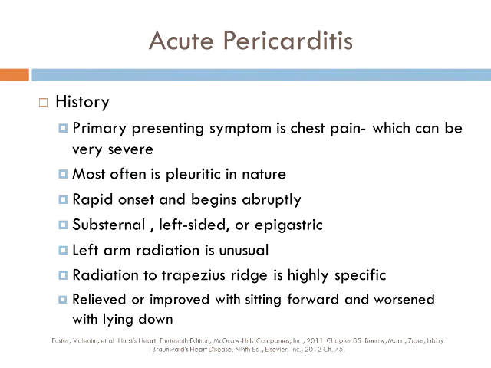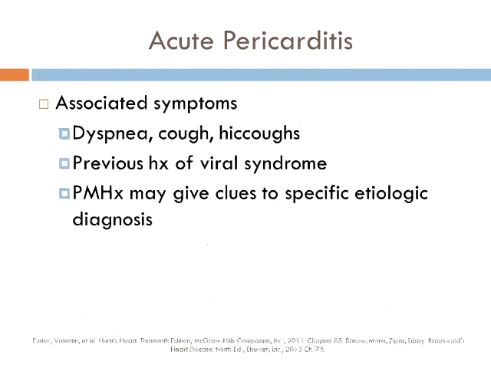Other associated symptoms we see in these patients are cough, shortness of breath, dyspnea, hiccups. Also, we'll see a previous history of viral syndrome in these patients that will lead us to think the viral origin. Some other past medical history may give us clues to some other type of etiology, like they may have a history of rheumatoid arthritis or lupus or a bacterial infection previous.